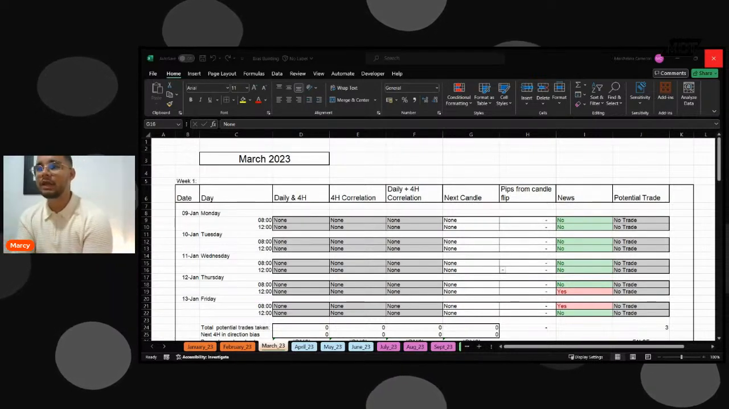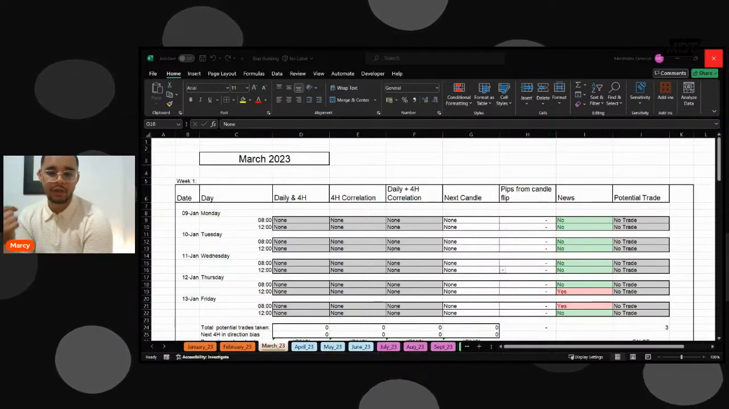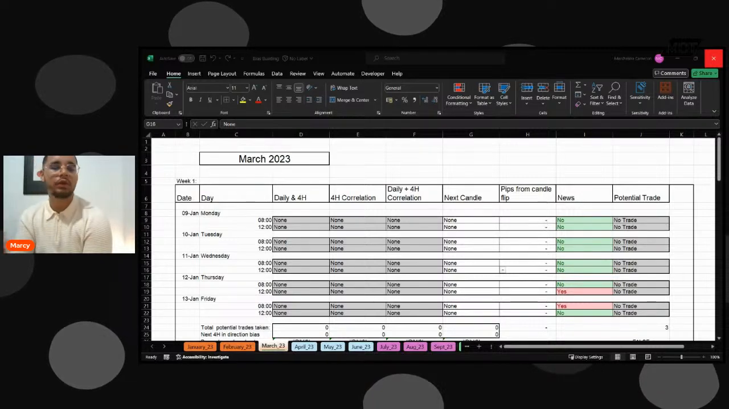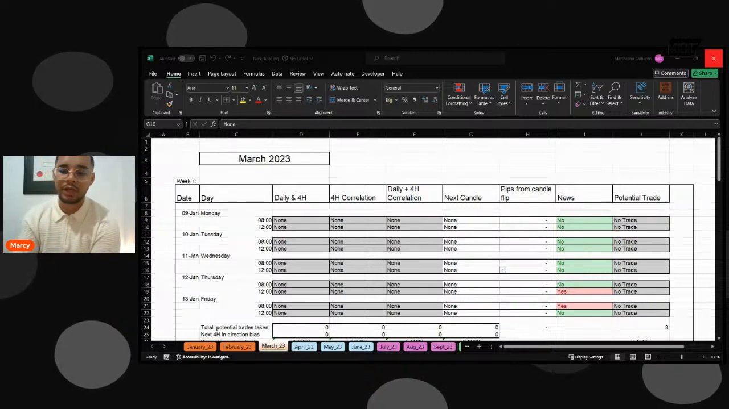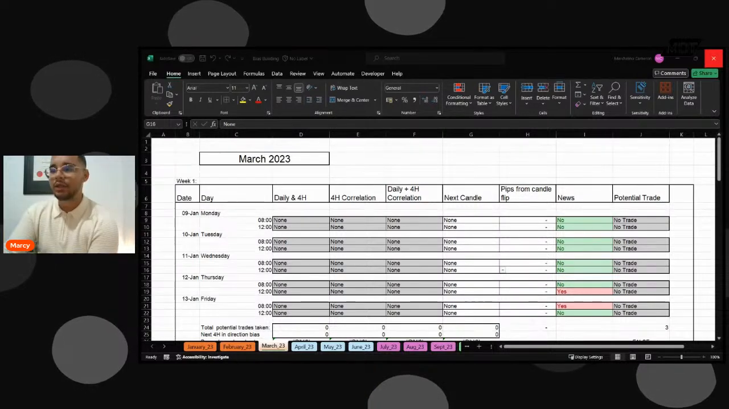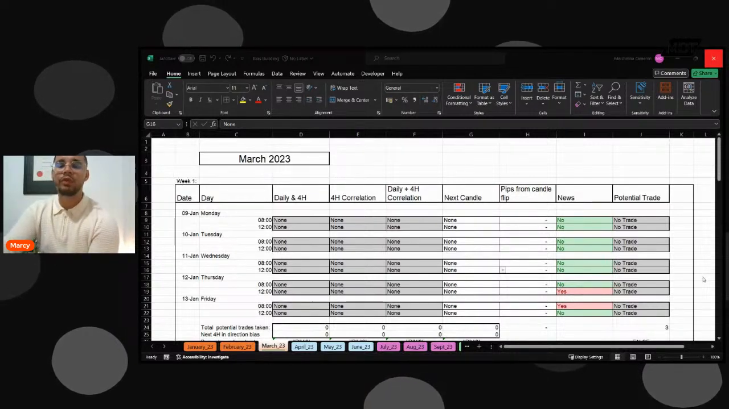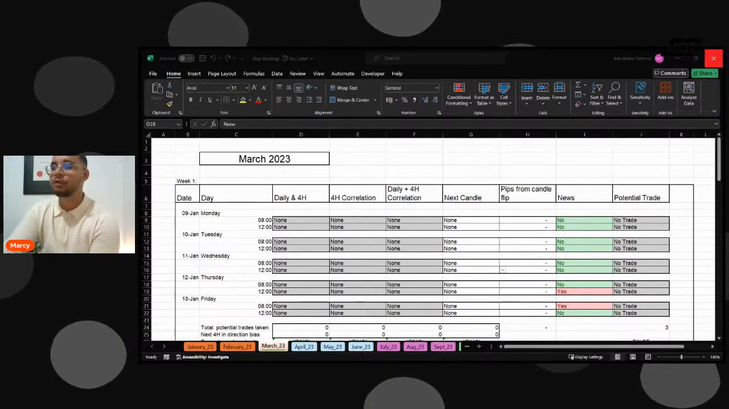We check if there's any red folder news with GBP and USD. If there's any red folder news with GBP and USD in your particular candle that you're going to trade, you're going to put it on the Excel sheet, and then you're going to note that you're not trading that day. And the only reason why we do that is mainly because we lose when we take trades within news times. I don't know why, but that's just what the numbers say.